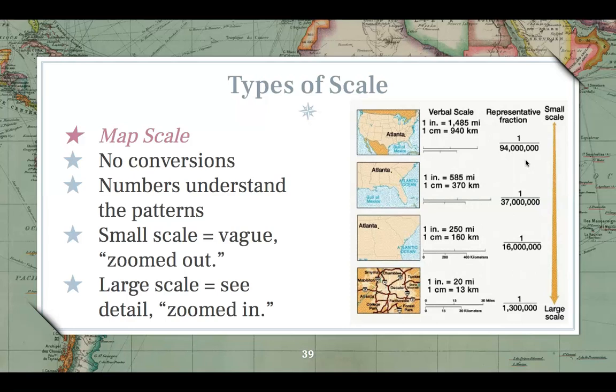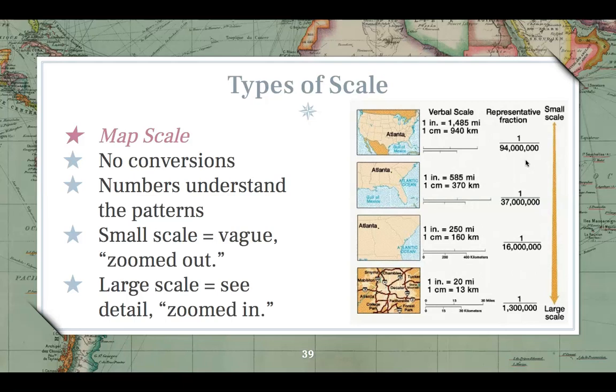Now, the other concept of scale is map scale. All right, we just talked about spatial extent. Now we're looking at map scale. This one, you're not going to have to do any conversions during the course of the year. You just need to understand the patterns of these numbers.